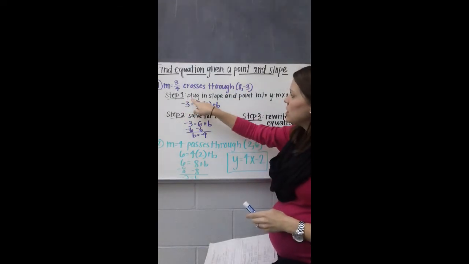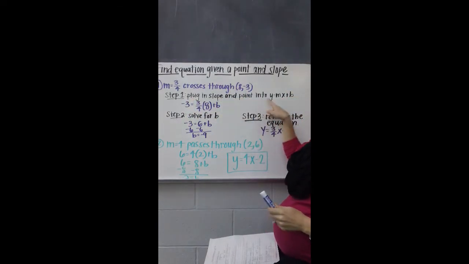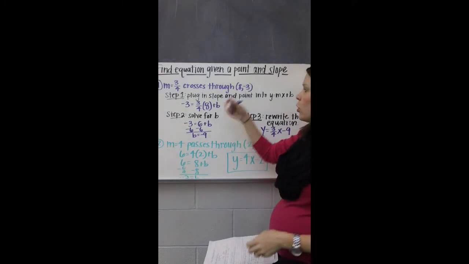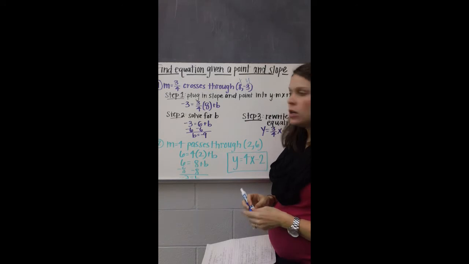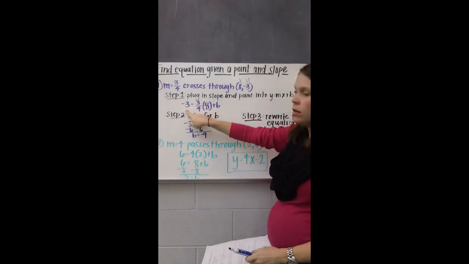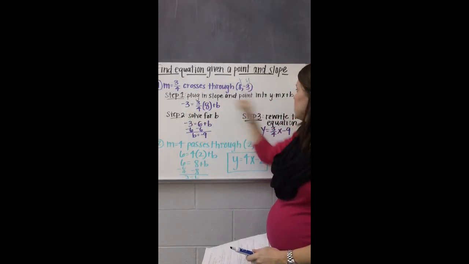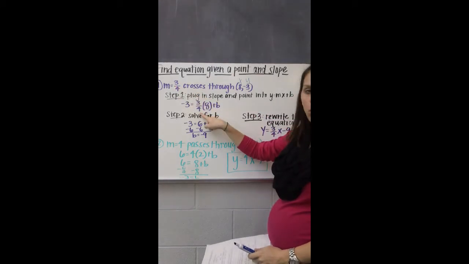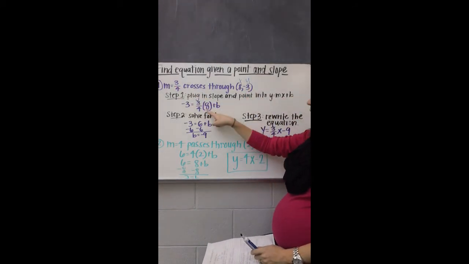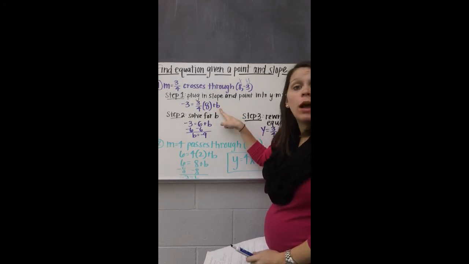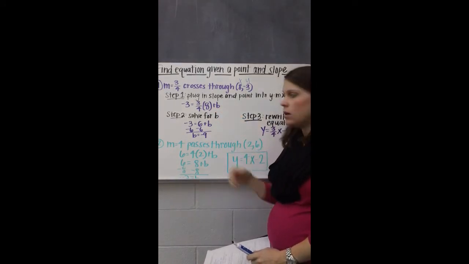So step 1 says plug in the slope and the point into y equals mx plus b. Well, your point is representing x and y. So I'm going to plug in -3 for y equals m, my slope, so 3/4, times my x value, which is 8, plus b, because b we do not know, so we're just going to rewrite it as b.